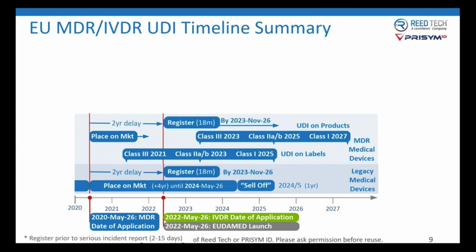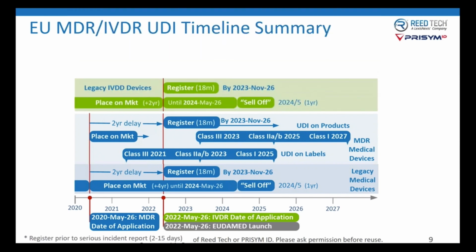Now, I'd love to be able to say that this is now done, but we have a whole second conversation for the in vitro diagnostics. You see that they're able to be placed on the market. They have a 2-year window. Those legacy IVDs are able to be continually placed, again, with a valid certificate and so on, meeting all the criteria, and a 1-year sell-off. That registration has not changed. It was originally in line with the date of application for IVDR.